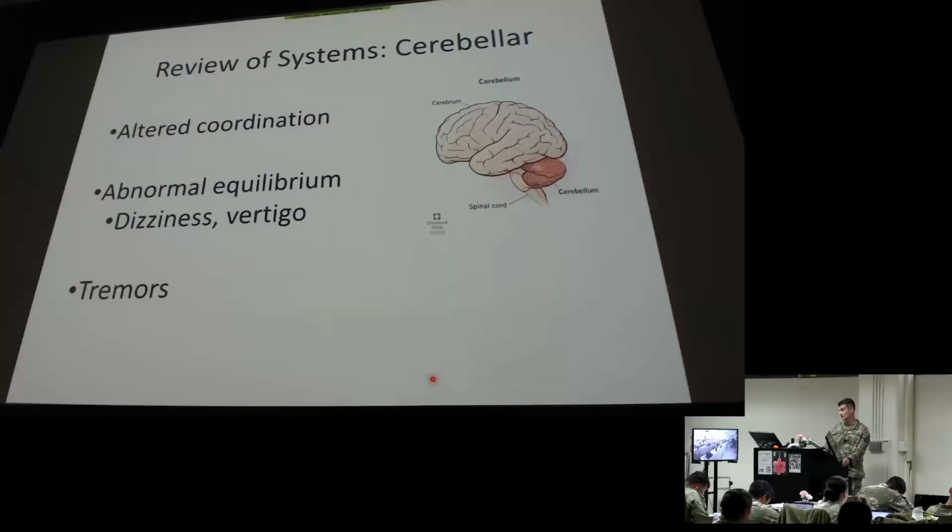All right, moving on into cerebellar, that's that small portion of the brain back there. We'll spend some time going over the neuroanatomy of each. Very dense collection of nerves coordinates all our movements for us. That can cause altered coordination, disequilibrium, dizziness and vertigo, and tremor as well, that dyskinesia like we were talking about.